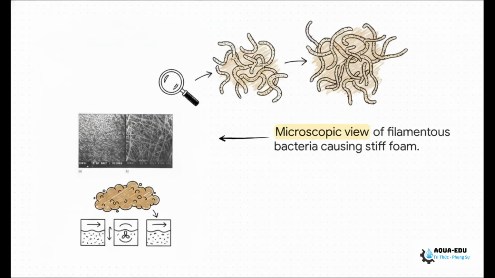Now, to truly confirm a filamentous issue, you must evaluate the Nocardia count index under the microscope, grading it on a scale of 0 to 6. What you're looking for are gram-positive, branching filaments. If you look under the lens and see what looks like a crazy tangled web, you know exactly why that thick brown foam is plaguing your aeration tanks.